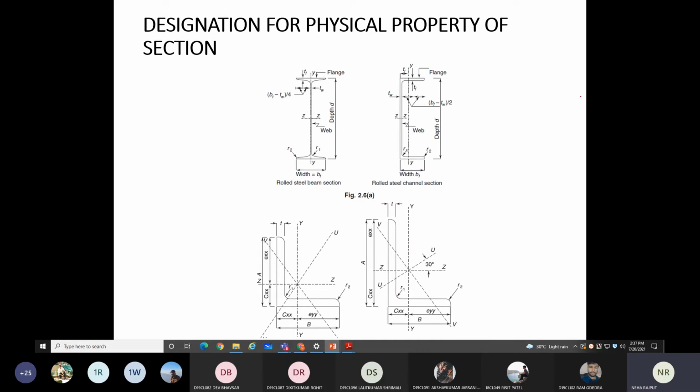So you must have seen in the introductory part of Nirpek sir and Ankit sir's session that the steel members or the steel sections are hot roll sections, called hot roll type of sections, and cold form sections.